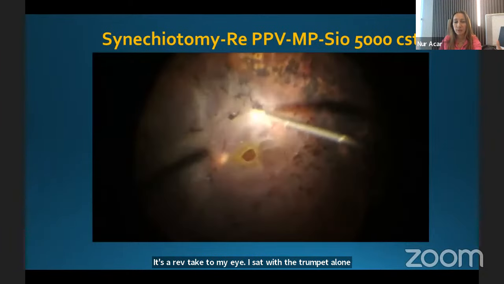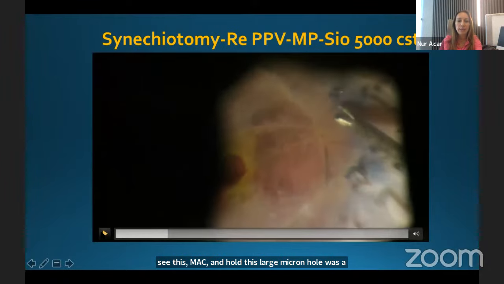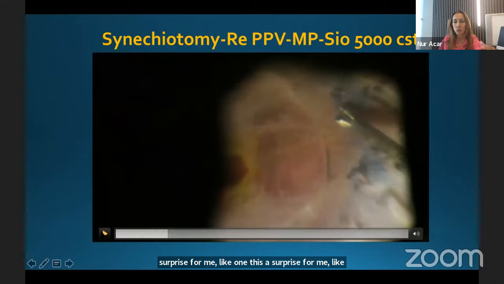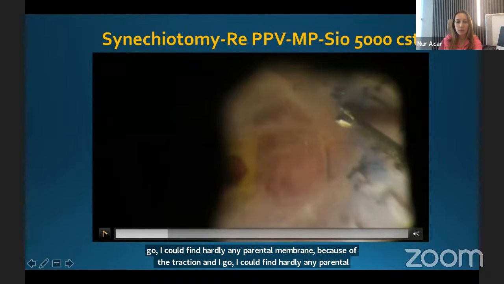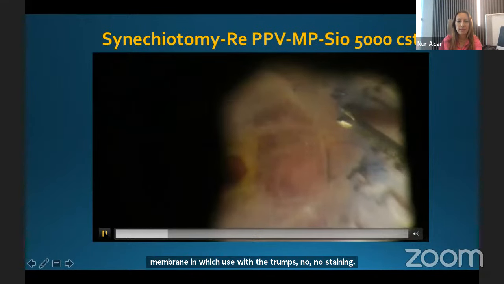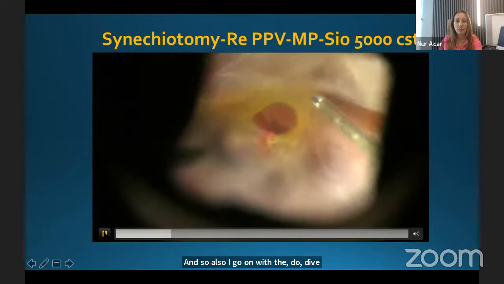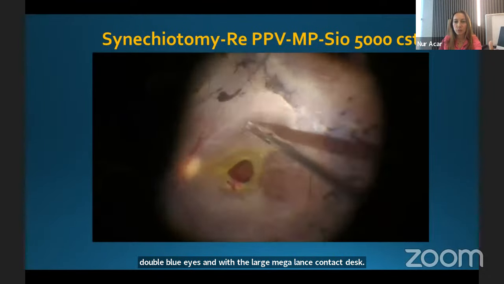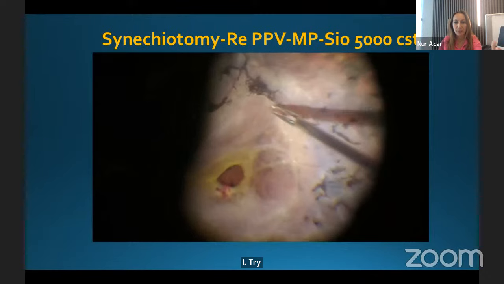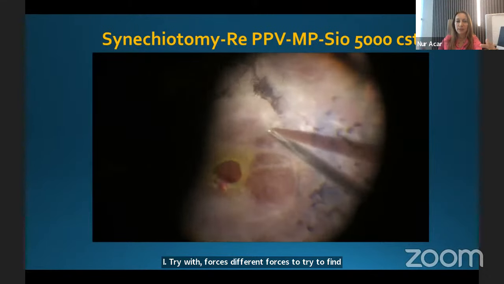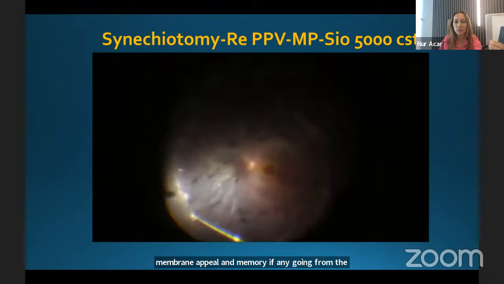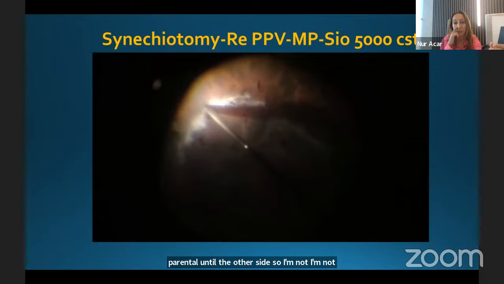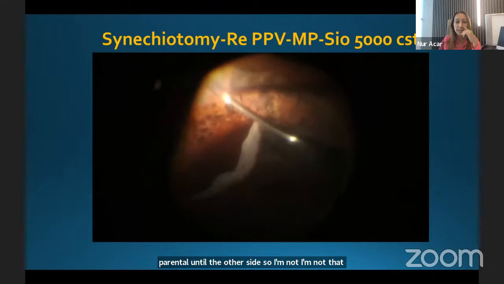And I could find hardly any preretinal membrane, any vitreous with the triamcinolone, no staining at all. So I go on with the dual dye, the double blue dyes, and with the large macular contact lens, I try different forceps to find and peel any membrane, if any, going from the preretinal until the other side. I'm not convinced that there is no membrane, but I could find hardly anything at all. I struggled for some more minutes that I didn't show.